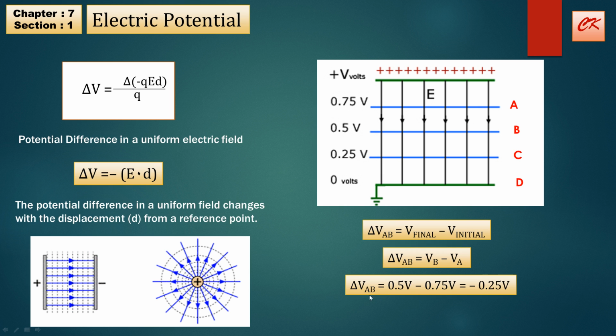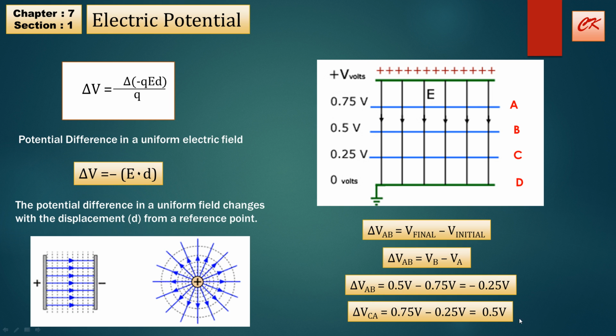Let's solve an example. What is VAB? VB is the potential at B, 0.5 volt, minus the potential at A, 0.75. So the result is negative 0.25. It means that if a particle moves from A to B, it loses 0.25 volt. So it is negative.